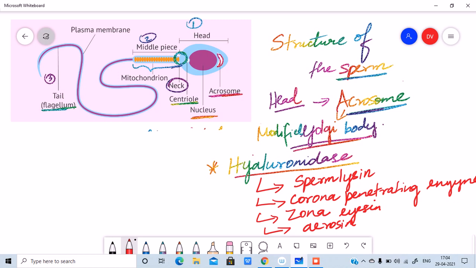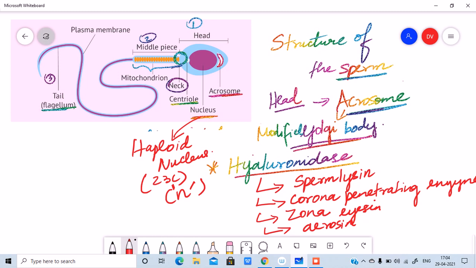And then comes the nucleus. So this you have to call it the haploid nucleus. You guys already know why haploid nucleus, because it has half the number of chromosomes, that is just 23 chromosomes. So we represent it as n, so that it can fuse with the egg nucleus, which is also haploid. Together they form the diploid zygote.